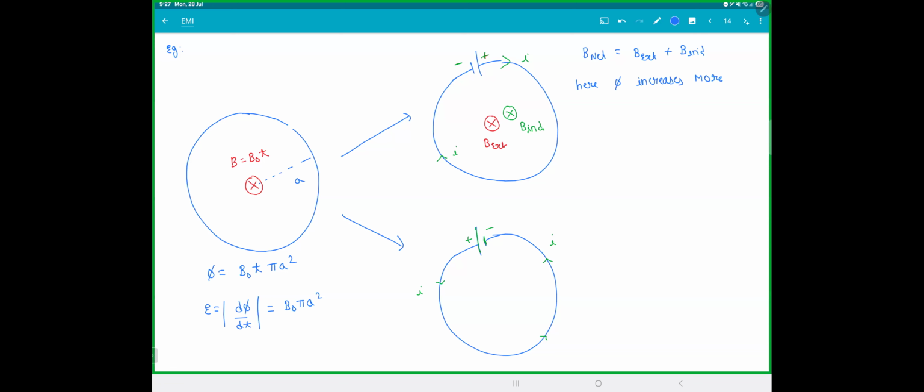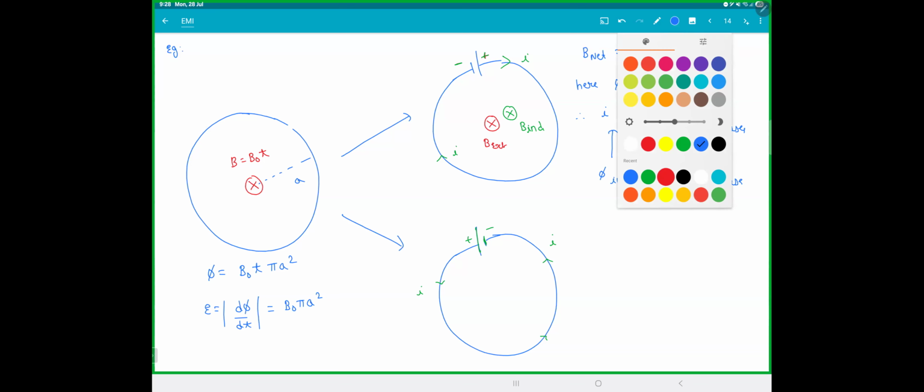Because the flux increases more, this will create more current. So B induced increases, so flux increases more. Therefore, I increases. If I increases, B induced increases. If B induced increases, B net increases. This will again increase the flux. This will again increase the current. This kind of system is called a positive feedback loop.